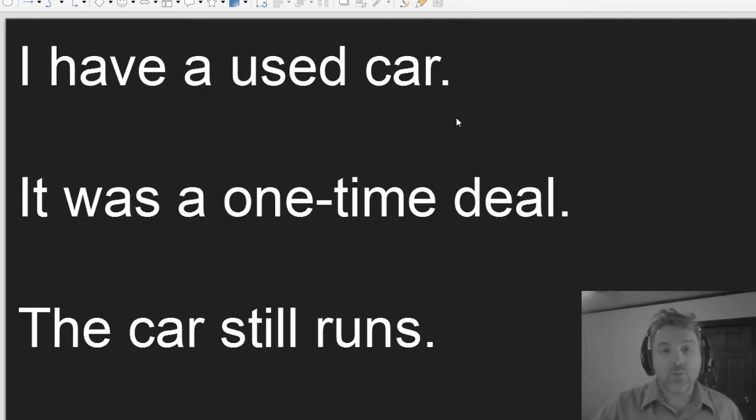I have a used car. In this one, with the "used" sound, we're breaking the rule again. Where it would normally be "an", we have an exemption, or it's just a thing you have to memorize with the U sounds. I have a used car.